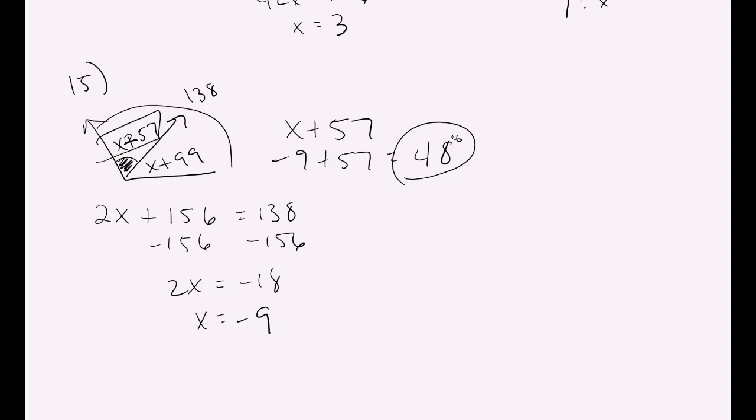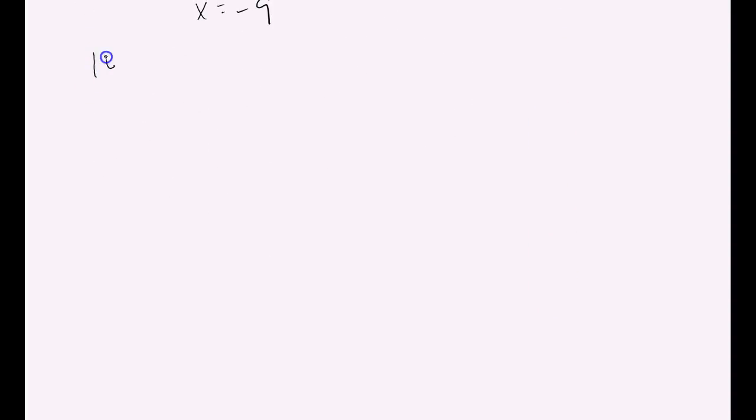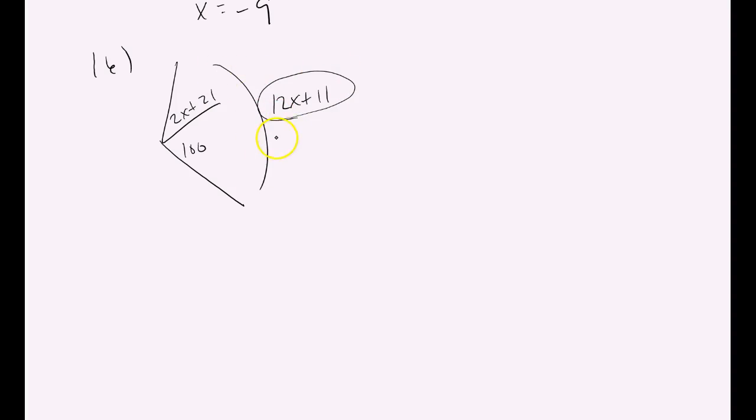All right, cool. And then number 16, I think it's going to be kind of the same. Number 16 says QRS, so the entire angle, the whole thing, is 12x plus 11. It's telling me HRS is 100, and it's telling me that QRH is 2x plus 21. And it wants me to find QRS. It wants me to find the entire angle. So once I'm done, I'll be plugging back into this one to get the entire angle. But first I got to find x.